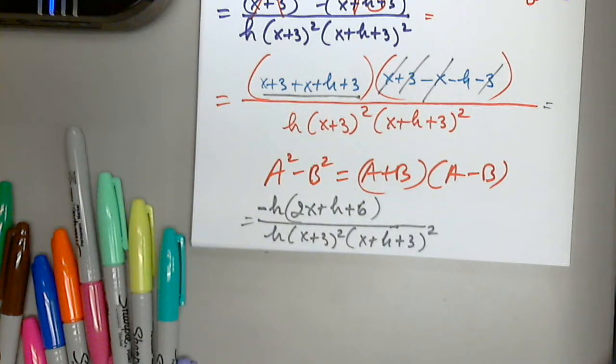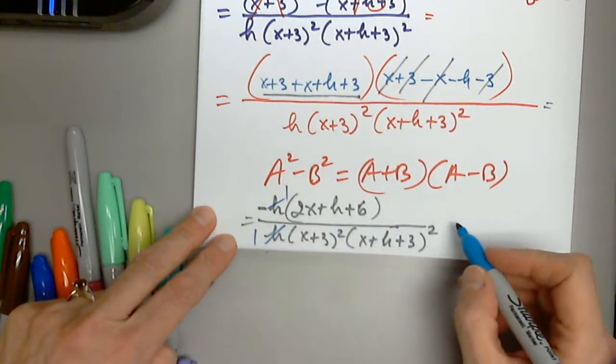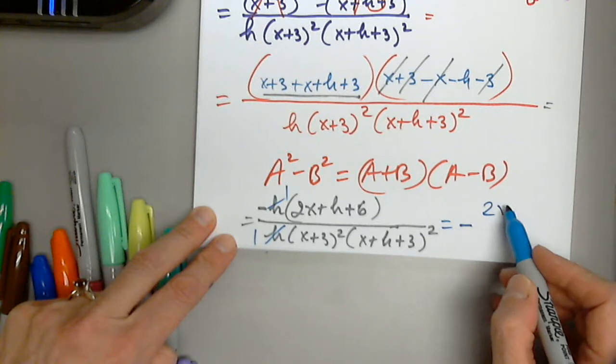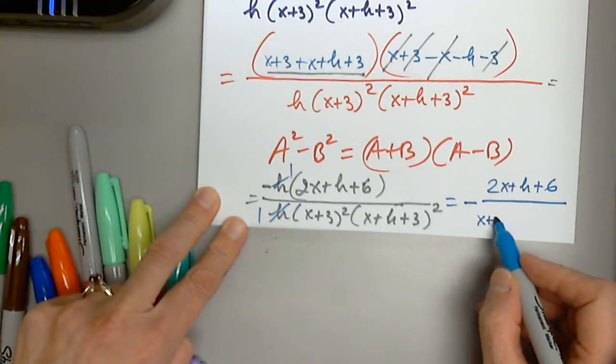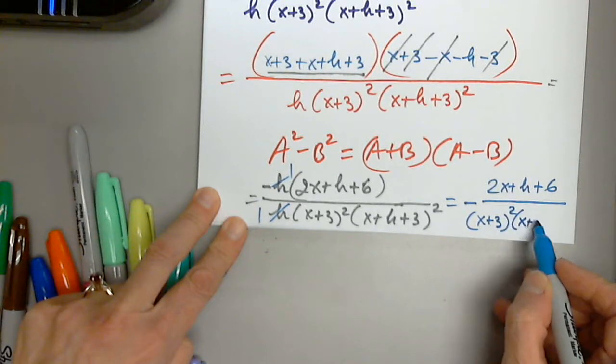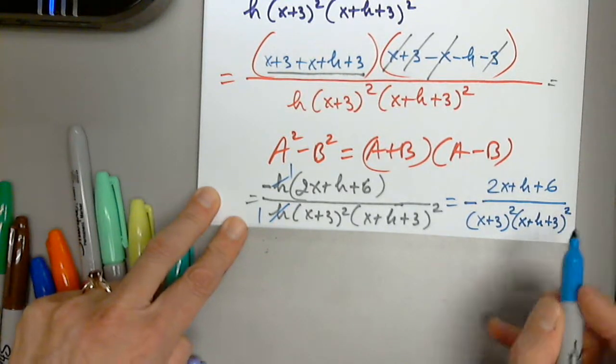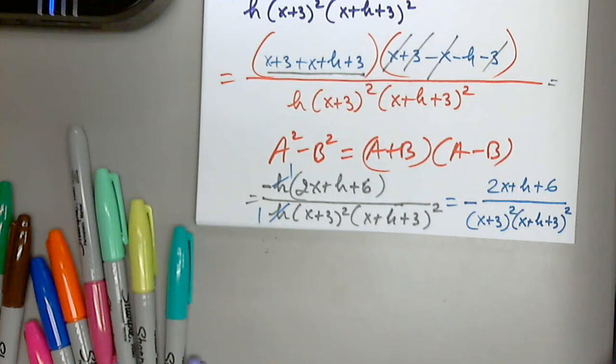So now the obvious thing is, this is what I was hoping for from the very beginning. That's all I wanted. So the top is 2x plus h plus 6, everything divided by x plus 3 squared, x plus h plus 3, everything squared. And this is final.